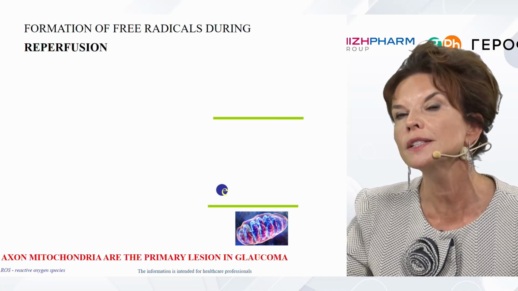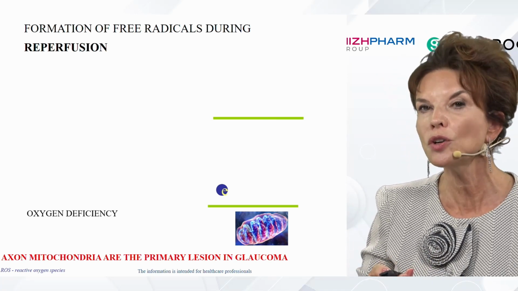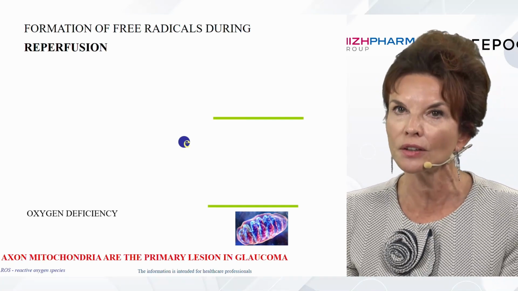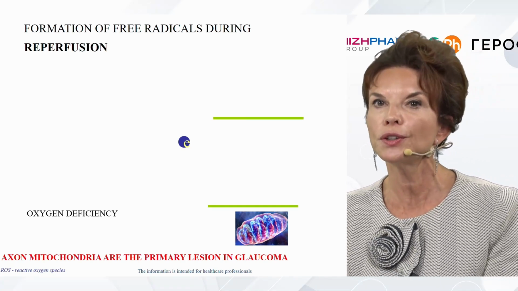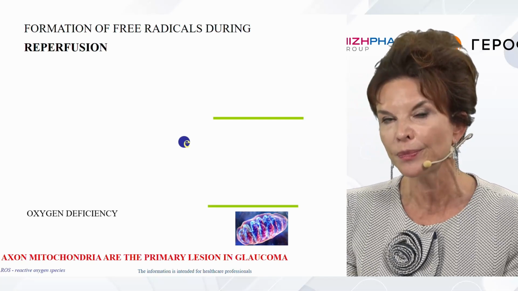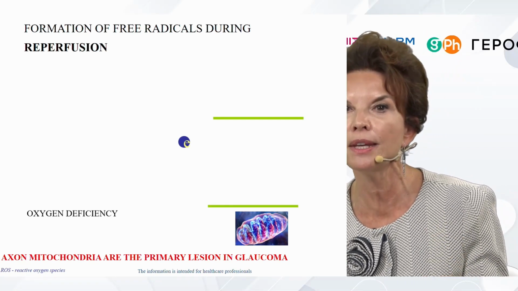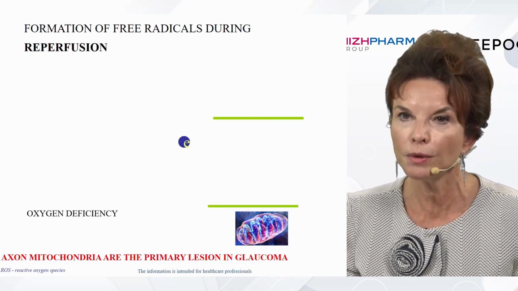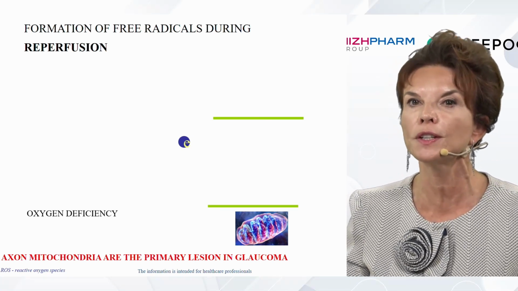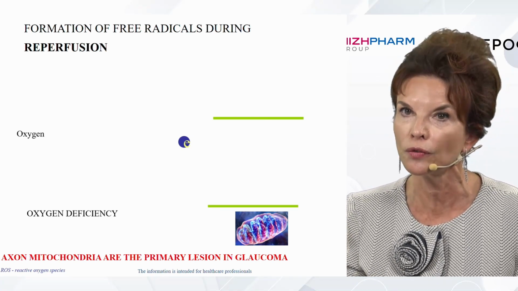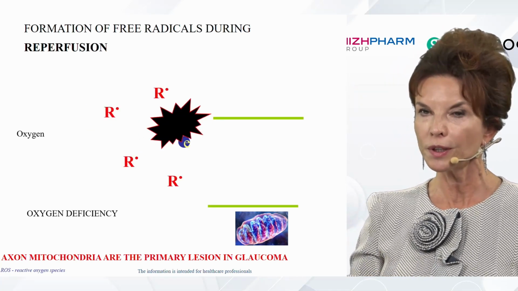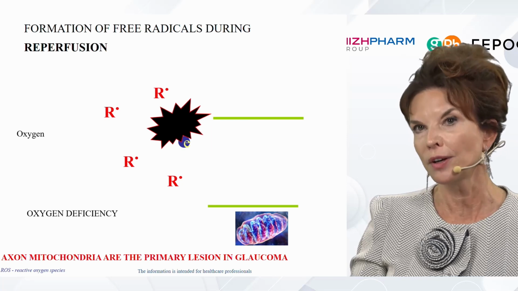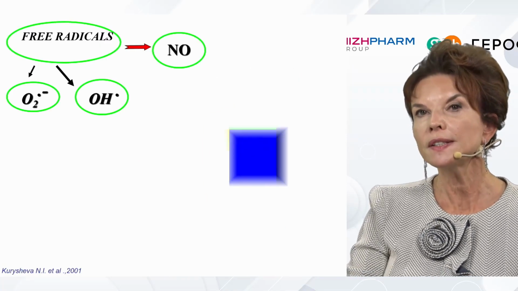formation of free radicals. Electrons deviate from their circulation. There are free electrons that easily interact with the molecule of oxygen, and then, when circulation is restored, this phenomenon is called reperfusion. So the most dangerous is not ischemia, but reperfusion with free radicals, with free electrons, and the primary focus is the mitochondria of axons. Here you see reactive oxygen species, and they could provide multiple effects.